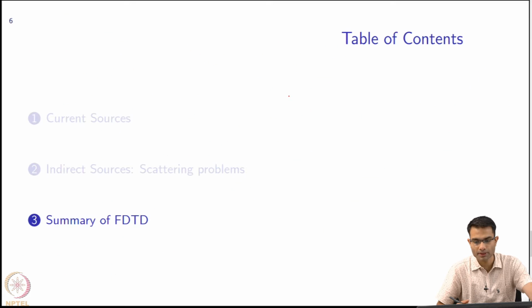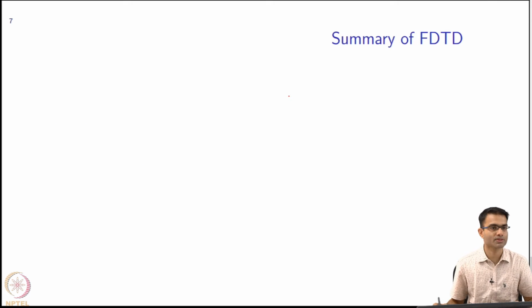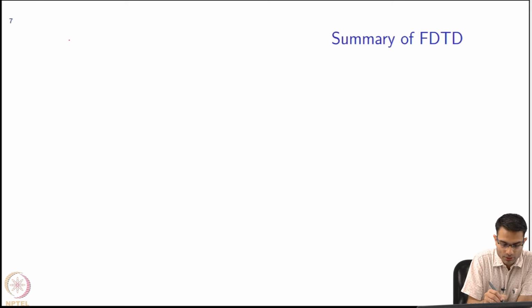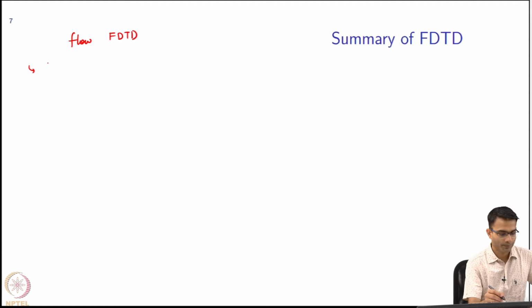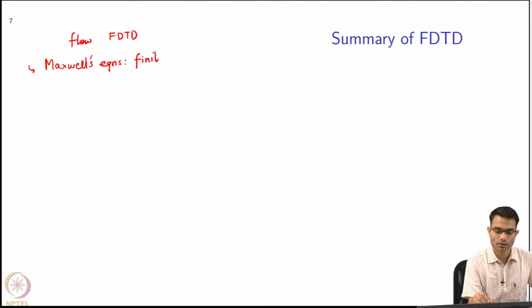So, this brings us to an end of the FDTD method, right. So, we will just summarize the various aspects that we looked at. What did we start with? There were many modules over here. What was the first thing that we did? We took Maxwell's equations and did finite differences, right.